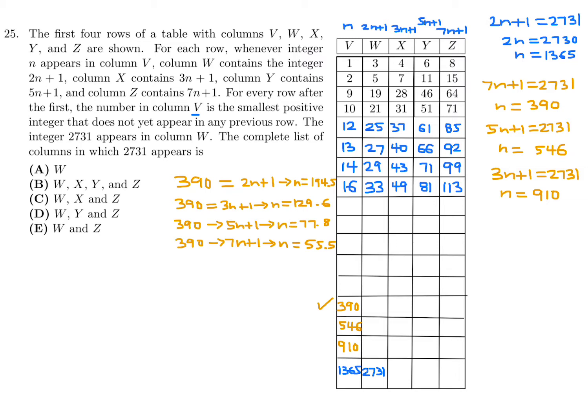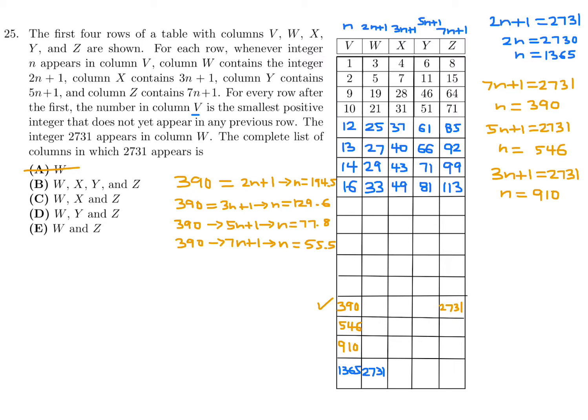And since 390 appears there, the 7n plus 1 form of it is 2731. So 2731 does indeed appear in Z. So we can eliminate this as one of the answer choices, because we've proven that it appears in Z, and we were already told that it appears in W. All right, so I hope you get the hang of this. So now we got to move forward to 546, this guy right here. Same sort of story, same sort of scenario.